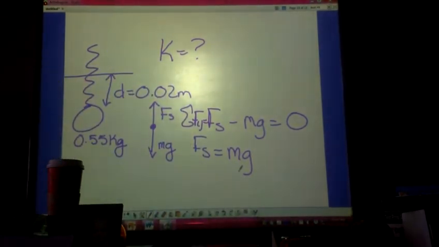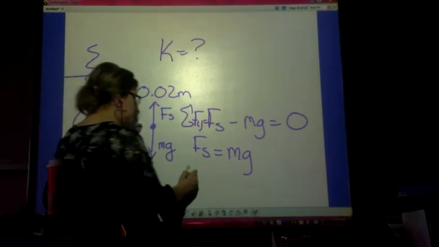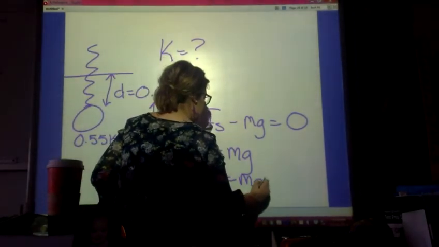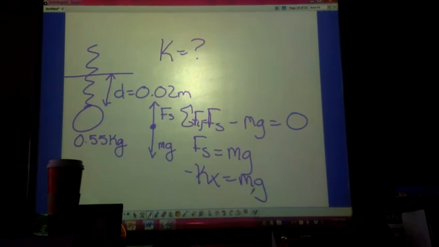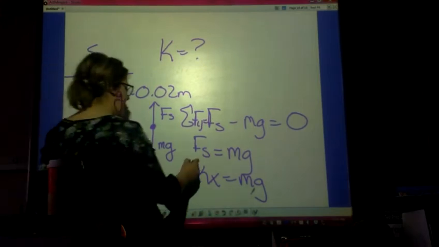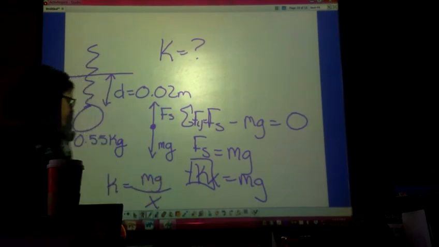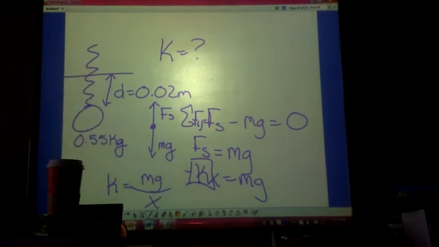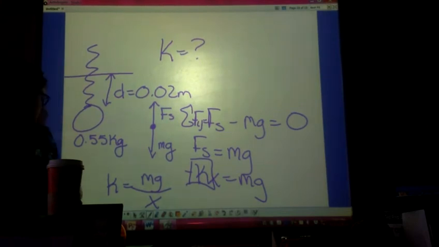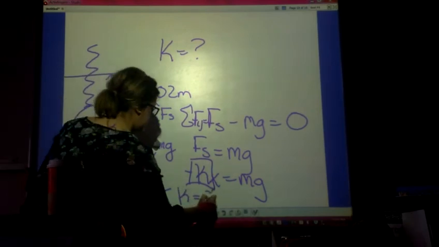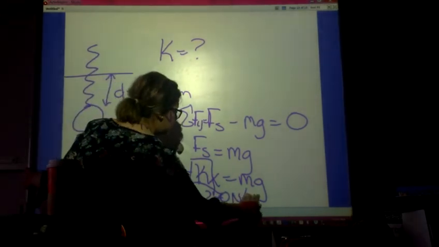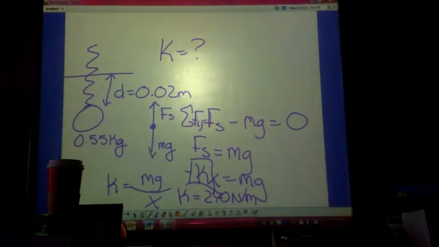I also know that the spring force is equal to negative kx. So negative kx equals mg. I know x, I know mass, I know acceleration due to gravity, so I can find now k. So k should equal mg over x. So if we do that, we should get k to be 270. So just plug in your numbers. k should be 270 Newtons per meter. It's a Newton per meter.